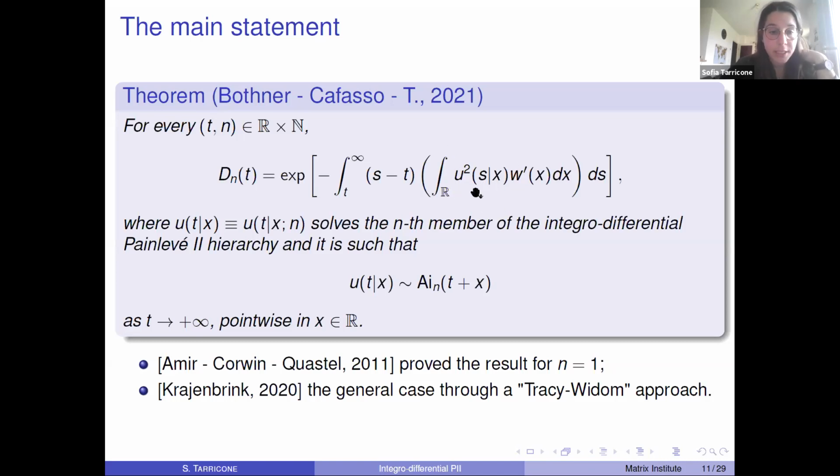Well, this U here, it's a solution of the nth member of an integro-differential Painlevé II hierarchy with this prescribed boundary condition. So just to be clear, this result was already known for n equal 1 and was indeed proved by Amir, Corwin and Quastel in 2011. And well, we saw yesterday that Alexander gives this formula through a Tracy-Widom approach, okay?